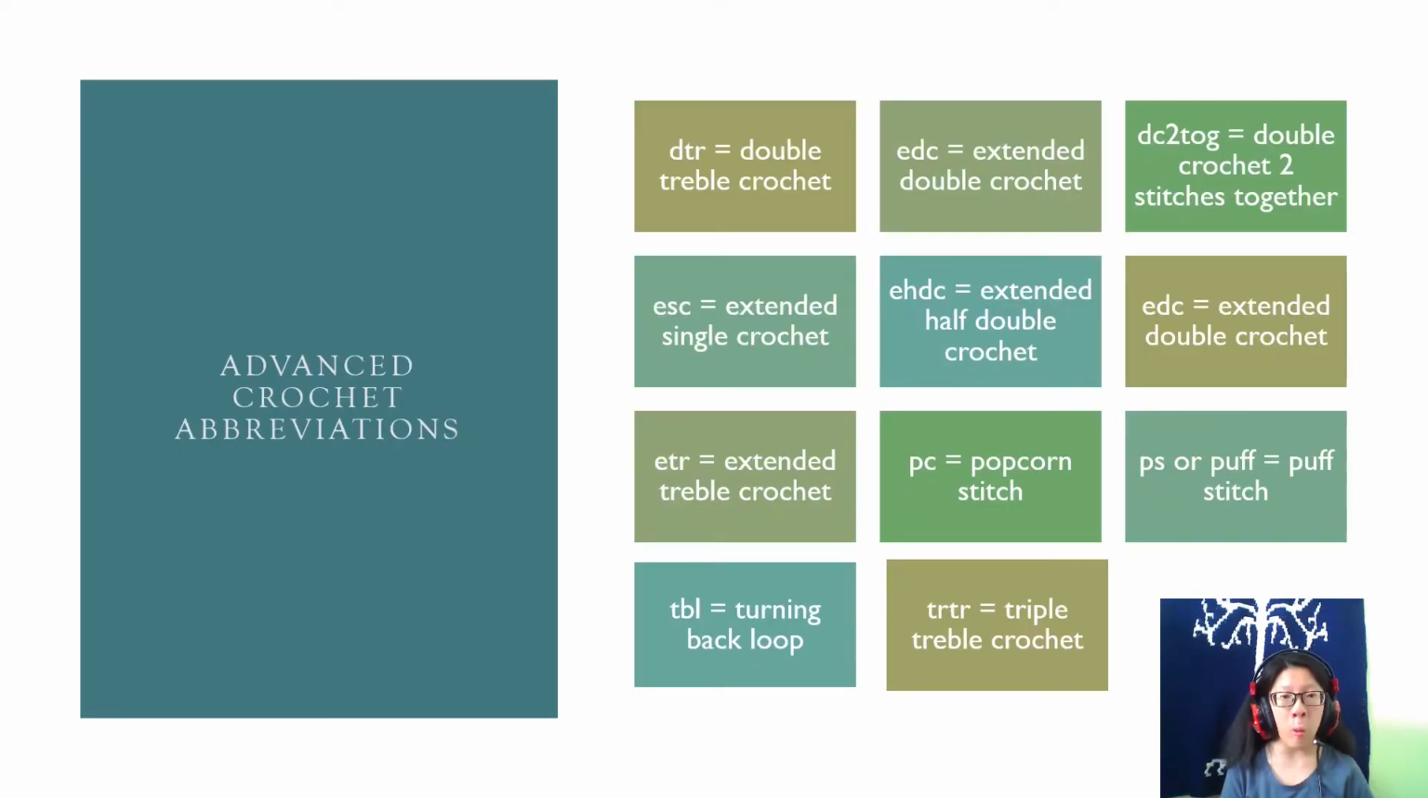The advanced crochet abbreviations are what you will see in intermediate patterns, and these are the double crochet treble that you will sometimes see, and a lot of the less common stitches that are sometimes used when creating lace or when creating a more complicated pattern for different projects.